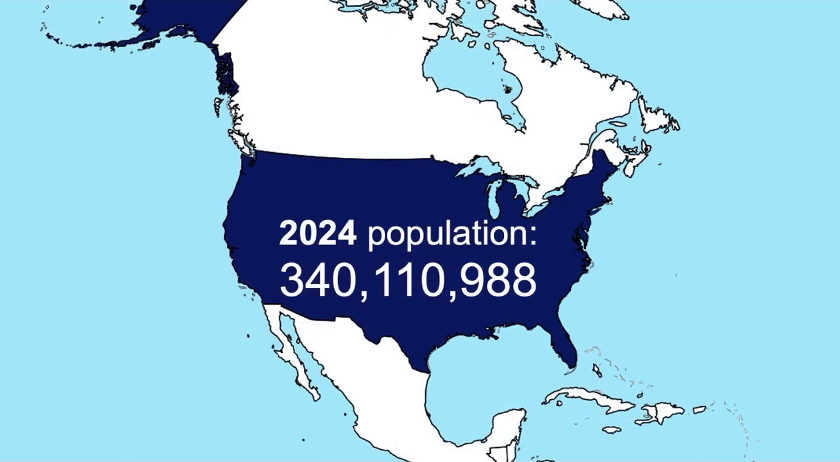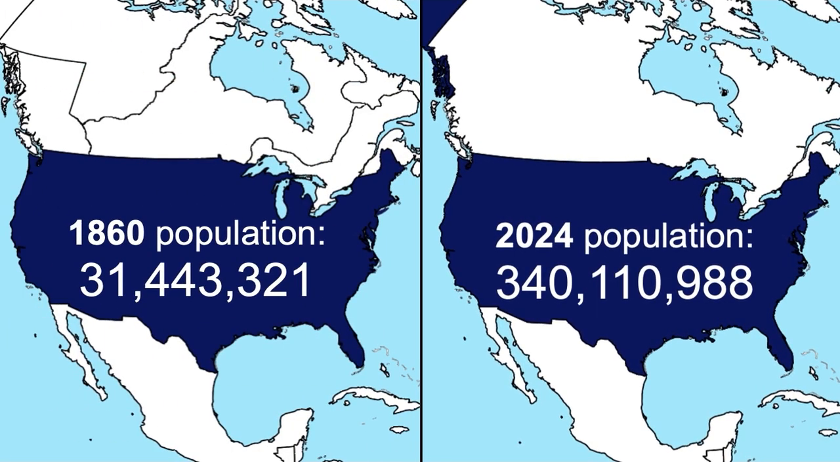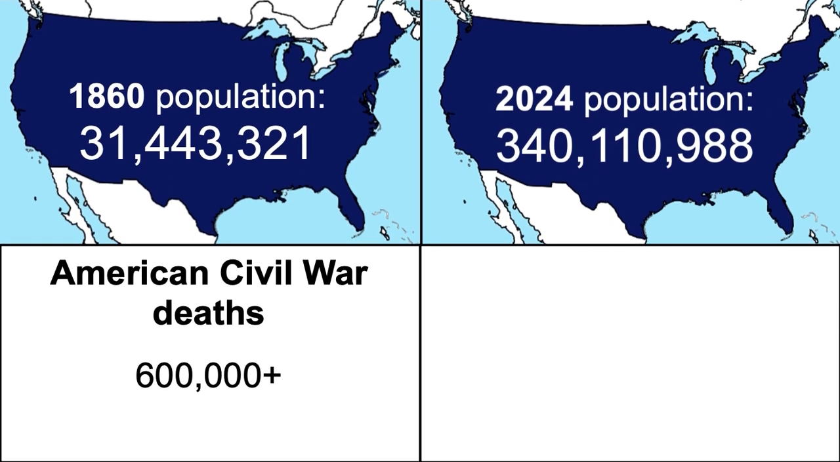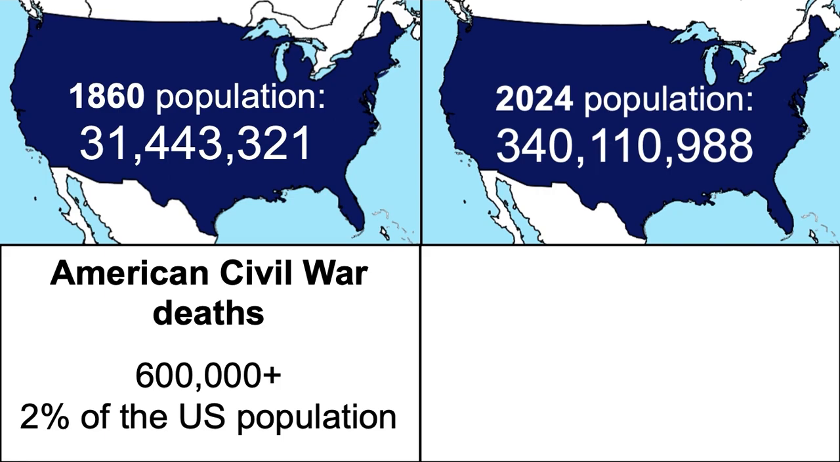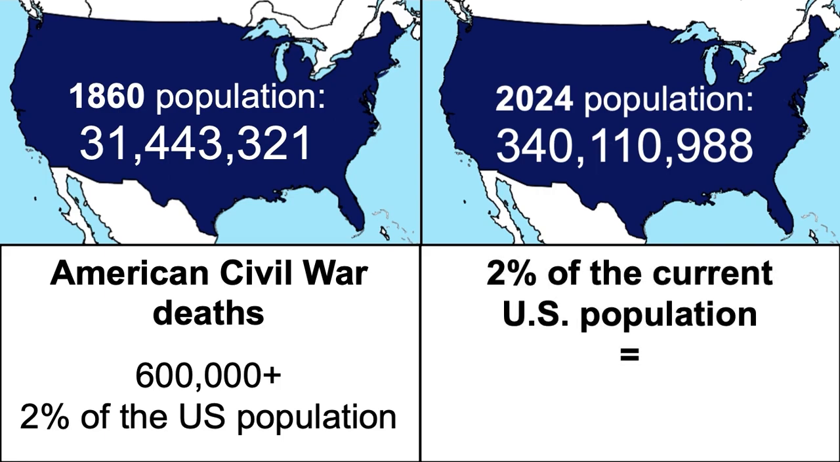While America's population is now over 300 million, the US population was only 30 million in 1860. This means that the lowest estimate of 600,000 Civil War deaths was around 2% of the country's population at the time. In modern times, the Civil War's proportional damage would be equivalent to 6 million Americans dying in the 2020s.